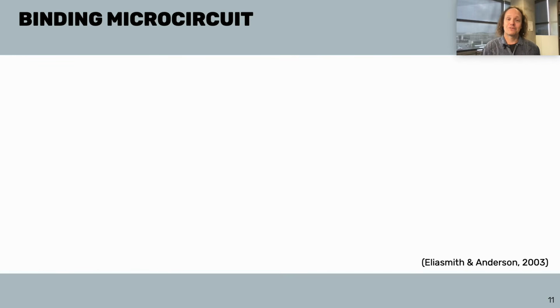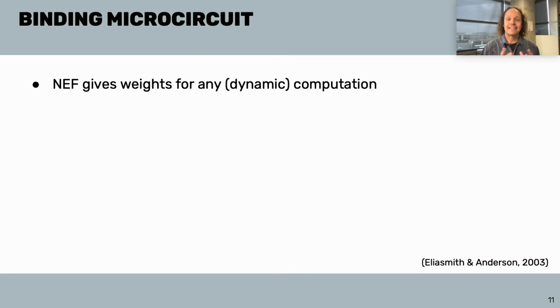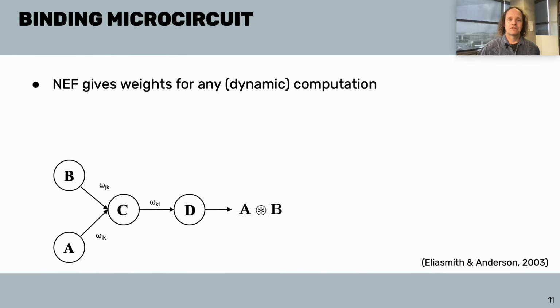A key theme of this course is microcircuits. In fact, you dedicated all of week 2, day 1 to the topic. So we can ask the microcircuit question. That is, how might we build a binding microcircuit? Now, I'll admit that we have a technique in our back pocket that makes this a bit easier, and it's called the Neural Engineering Framework, or NEF. And this actually lets us analytically compute the weights for any computation, dynamic or otherwise. In this case, it's not a dynamic computation, it's just a feed-forward one. So we can write that down explicitly.